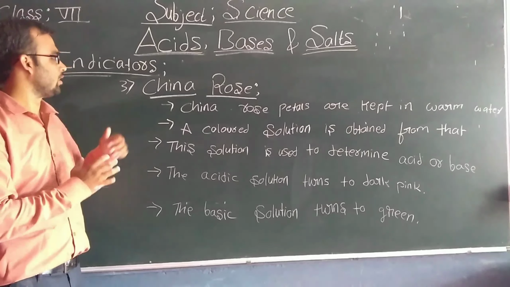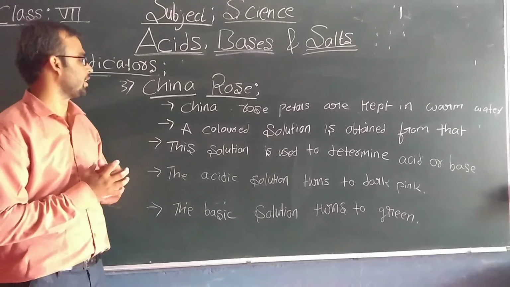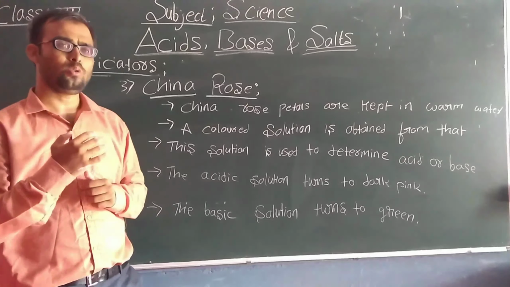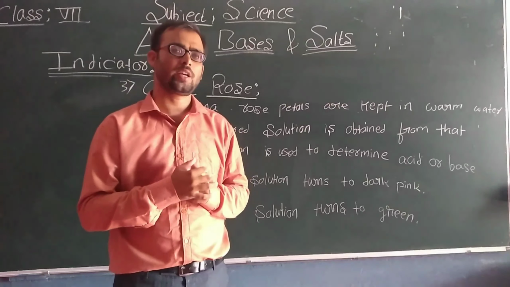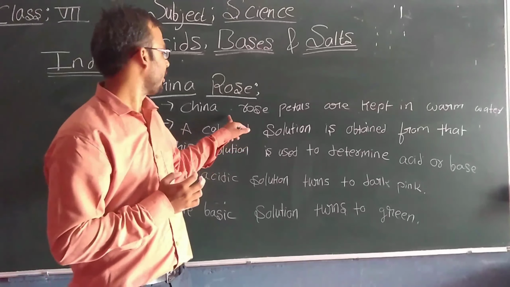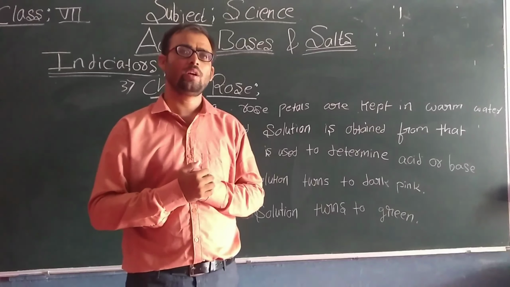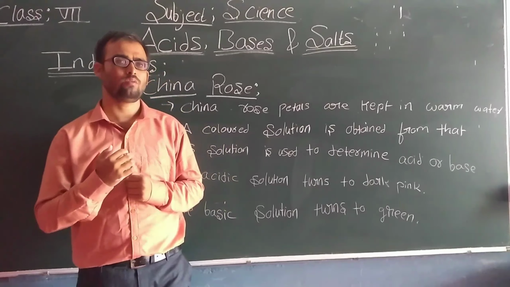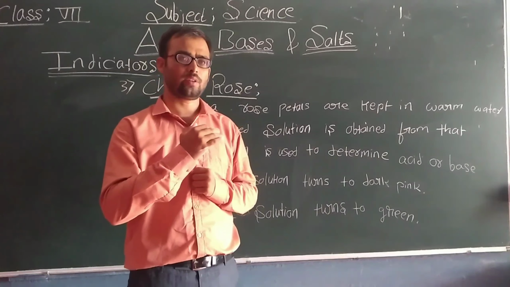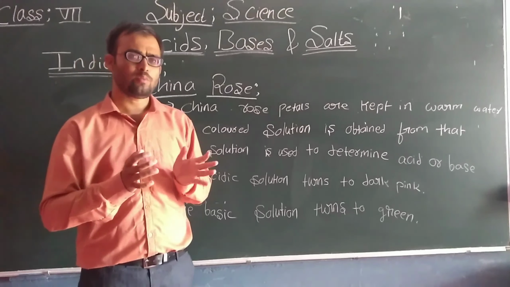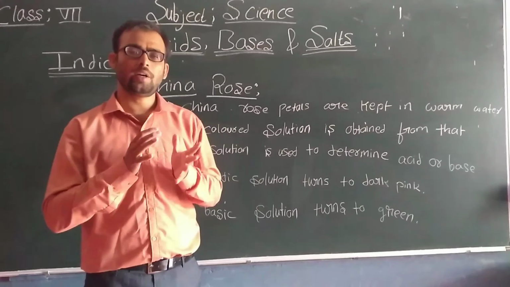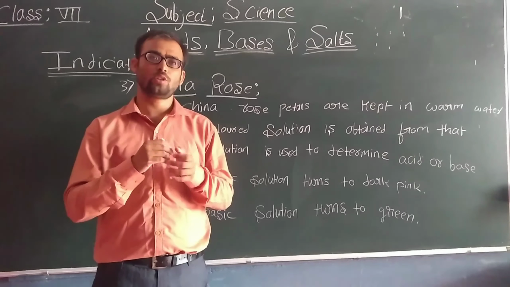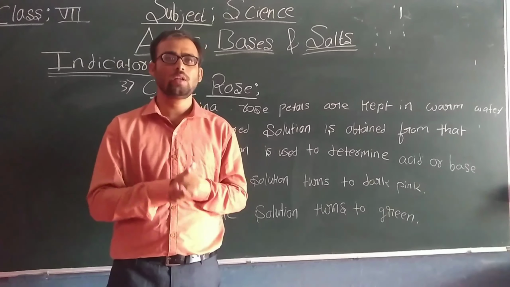So let us discuss the third indicator, that is China rose. How is China rose used as an indicator? The petals of China rose are kept in warm water for some time. After some time, that water turns into a colored solution.